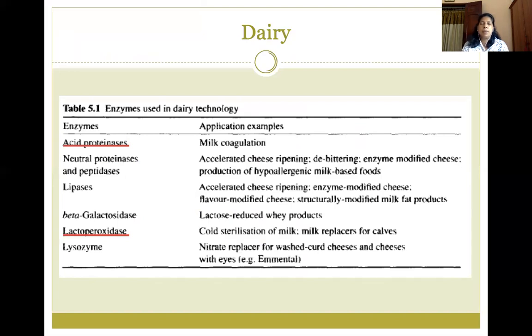Proteinases and peptidase, production of hypoallergenic milk-based foods. If you are introducing lipase: accelerated cheese ripening, enzyme-modified cheese, flavor-modified cheese, structurally modified milk fat produced. If you are going to introduce lipases, especially, lipases support breaking down the lipids in the system.